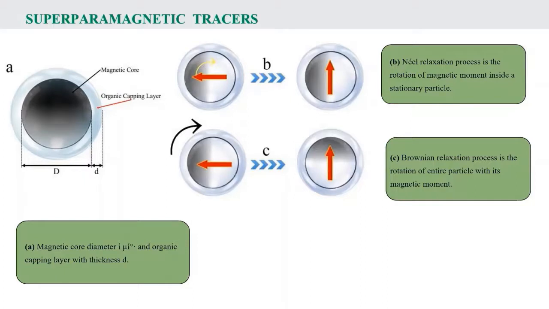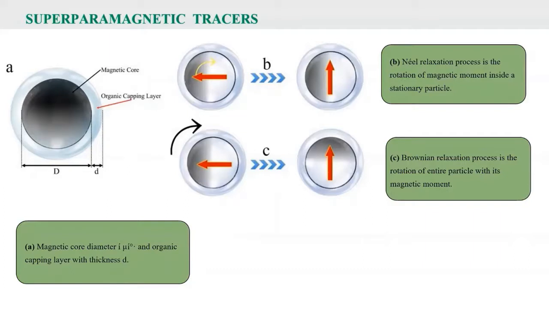Iron oxide nanoparticles, due to their magnetic dipoles, exhibit a spontaneous magnetization that can be controlled by an applied magnetic field. Therefore, the performance of SPIOs in MPI is critically dependent on their magnetic properties, such as saturation magnetization, magnetic diameter, and relaxation mechanism. There are two mechanisms for the relaxation. These are Néel and Brownian relaxation.